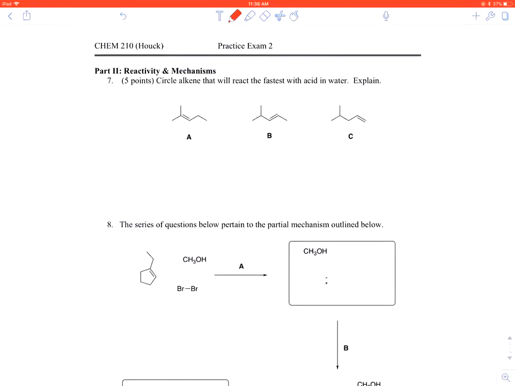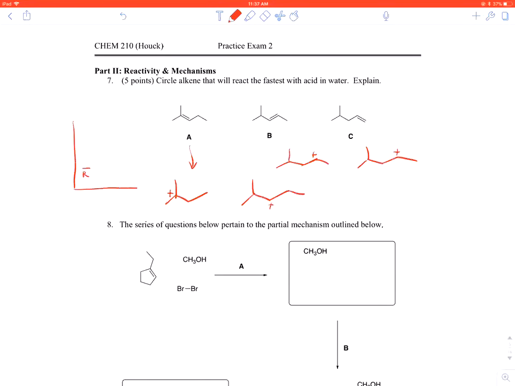Part 2, reactivity and mechanisms. Circle the alkene that will react faster with acid and water. So this is related to the activation energy. We could form 2 possible carbocations here, and those are both secondary, and then this one would form secondary. So the fastest one will go through the lowest energy transition state.